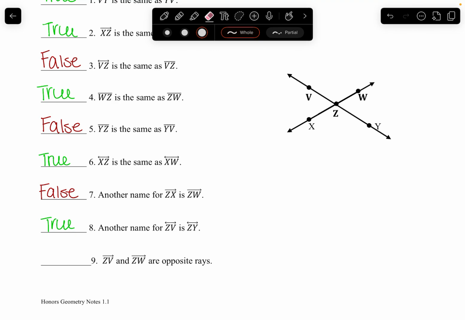And then ZV and ZW are opposite rays. So here is ZV. Remember, here's the endpoint. It's going this direction. And then ZW starts here and goes this direction. Although they share the same endpoint, remember that part of being an opposite ray means that they have to make a straight line. That does not make a straight line. So this one would be false.